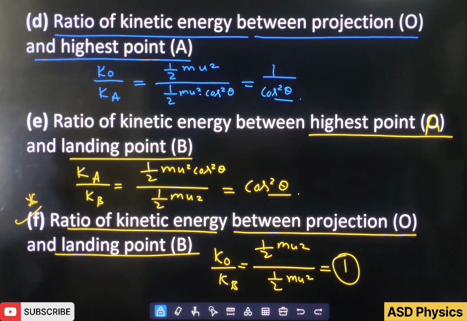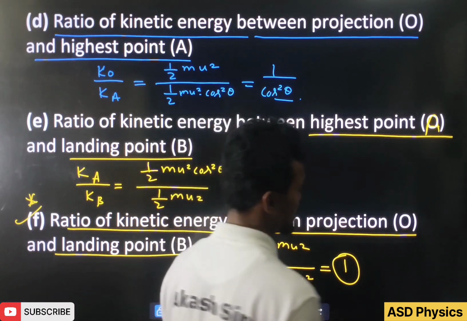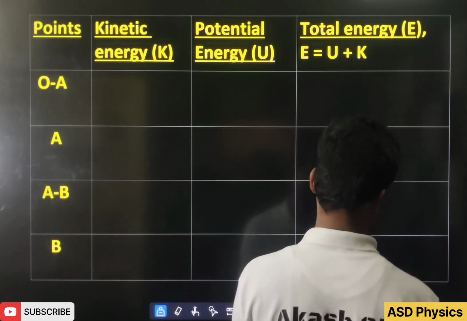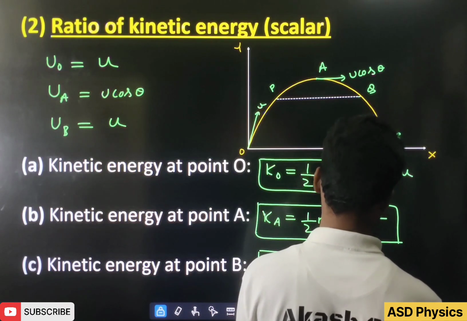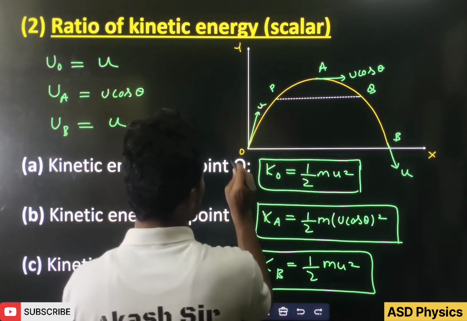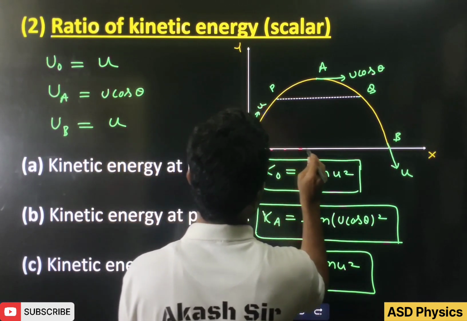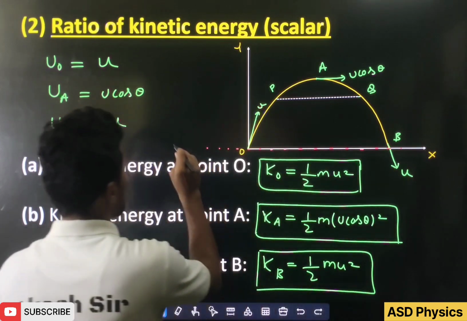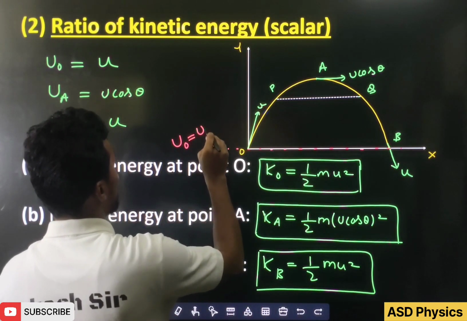In the absence of air, there is no non-conservative force, so mechanical energy will be conserved here. Now we have to make a table, but for that, one more thing: the potential energy. Potential energy always has some reference. So let's take the reference at point O and at point B.